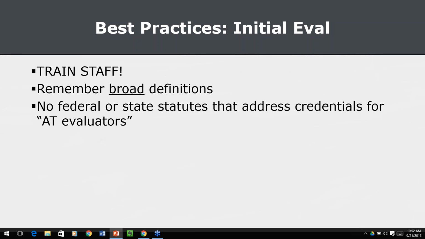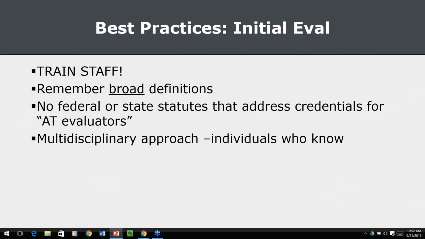There really are no federal or even state statutes that address the credentials for who an AT evaluator is. That is both a blessing and a curse. That means a lot of what we do you can count as an assistive technology evaluation, but you don't have standards like you do with a school psych or a speech path. You don't have those national standards that you can fall back on. I really think you need to have a multidisciplinary approach. You need both people that know the student and the technology options within the district.